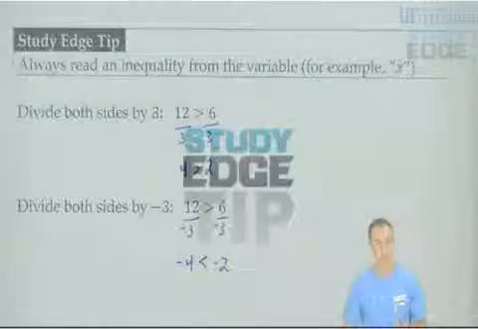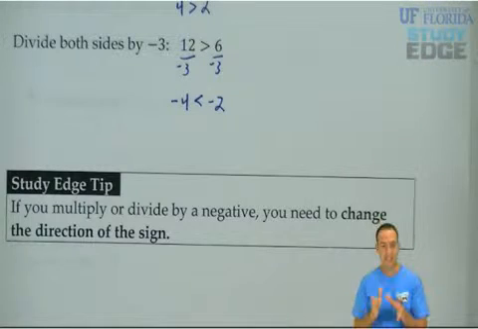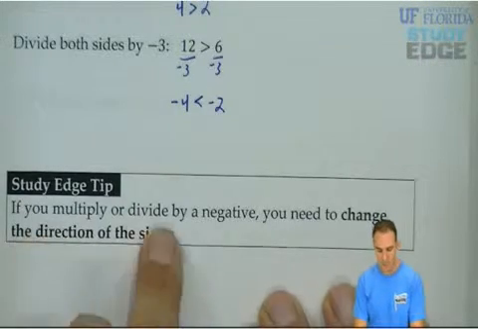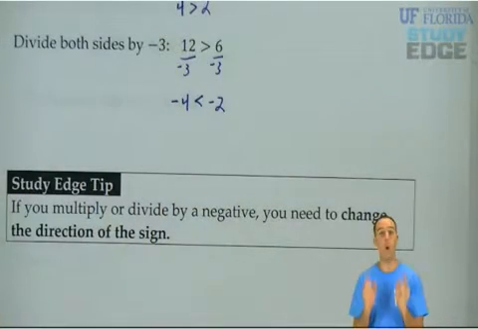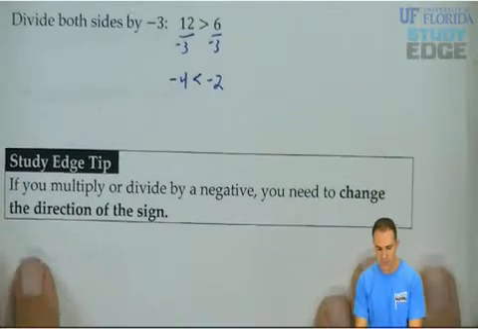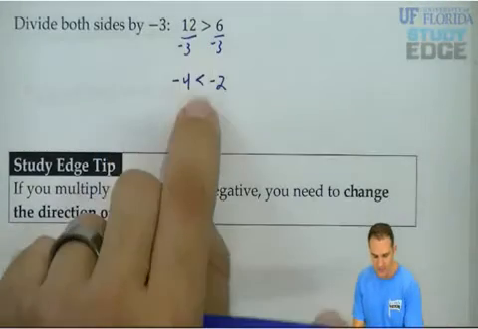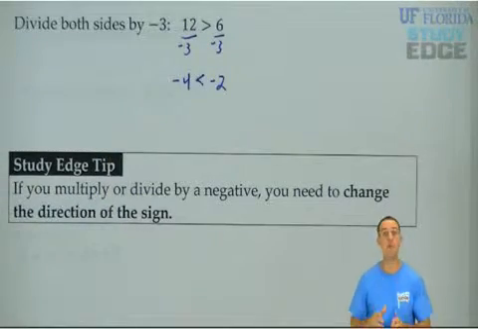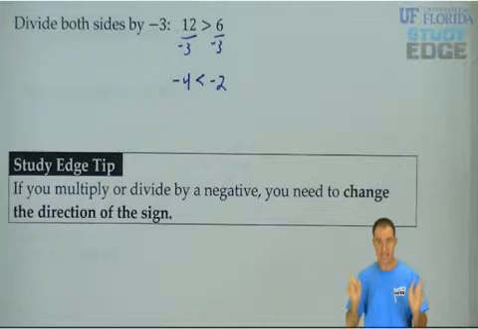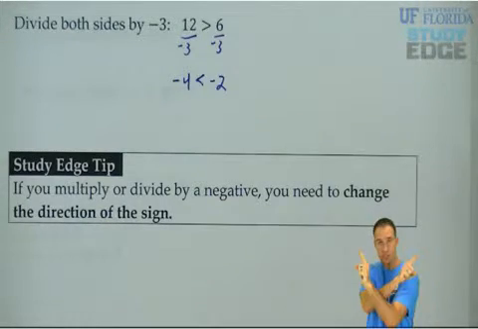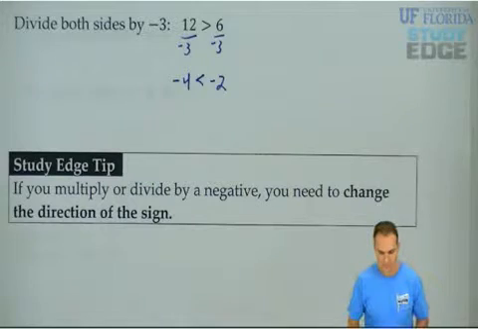So the other study tip is, if you multiply or divide both sides by a negative, you need to change the direction of the inequality sign. In this case, from greater than to less than. That is the big rule. When you multiply or divide both sides by a negative, you have to switch the direction of the inequality sign.